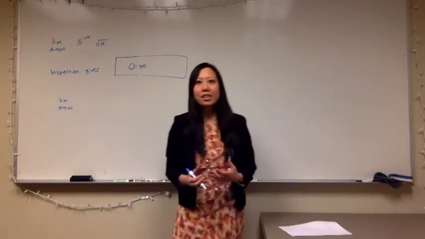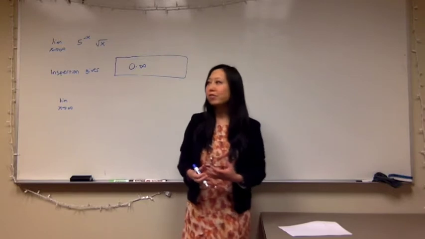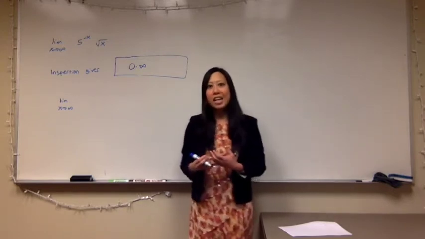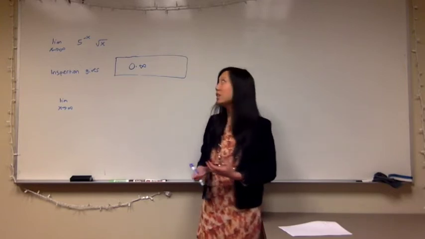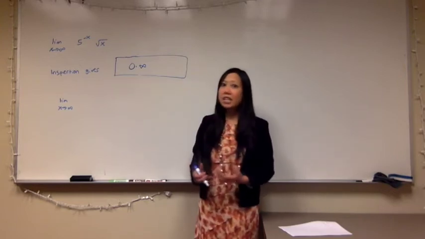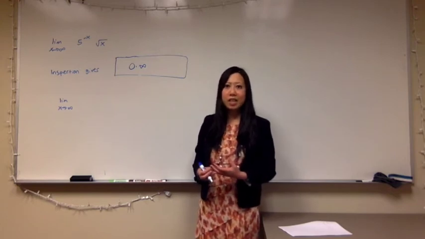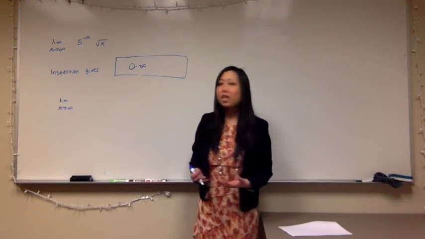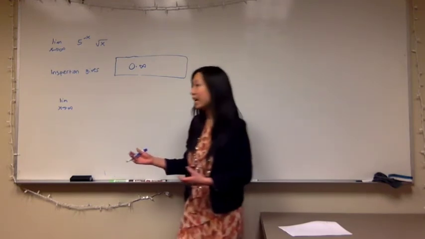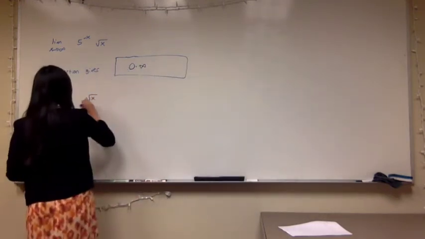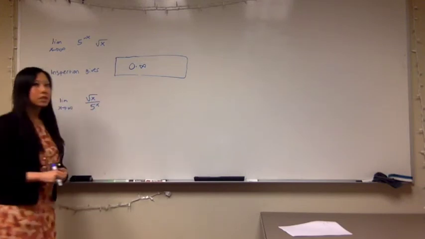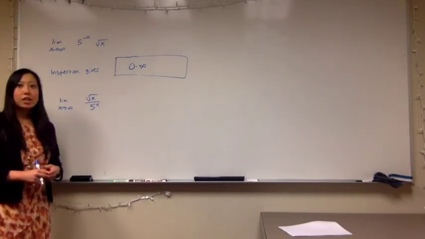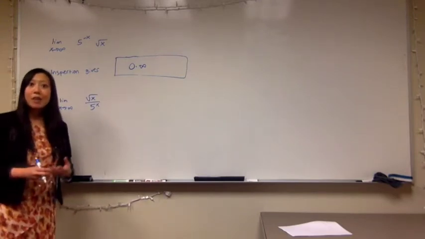To get this to be 0 over 0 or infinity over infinity, I want to move something to the denominator because right now I don't have a fraction and I need it to be a fraction to do L'Hopital. So I'm going to move something to the denominator, and the easiest thing to move is the 5 to the negative x because it already has a negative exponent, so might as well just move it to the denominator. So I'm going to have square root x over 5 to the x. Now when I try inspection, I get infinity over infinity as x approaches infinity. Now I can go ahead and apply L'Hopital.